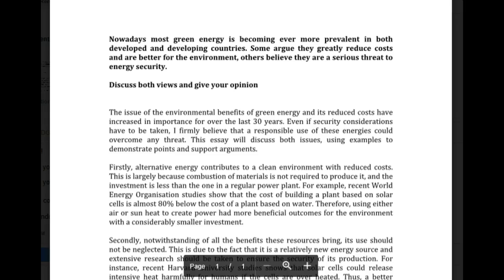Nowadays, most green energy is becoming ever more prevalent in both developed and developing countries. Some argue they greatly reduce costs and are better for the environment. Others believe they are a serious threat to energy security. The issue of the environmental benefits of green energy and its reduced costs have increased in importance over the last 30 years. Even if security considerations have to be taken, I firmly believe that a responsible use of these energies could overcome any threat. This essay will discuss both issues using examples to demonstrate points and support arguments.